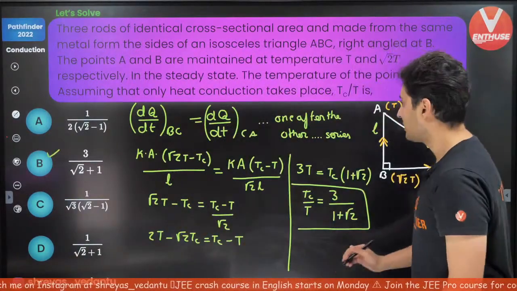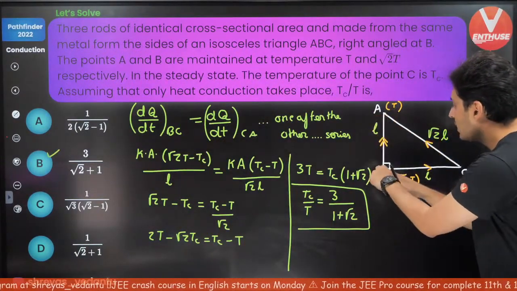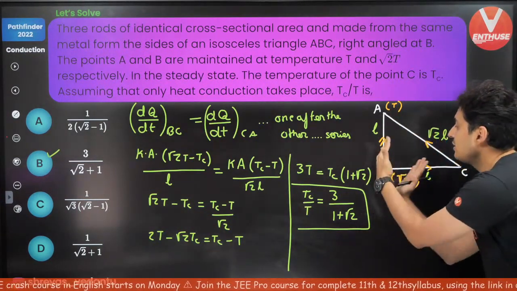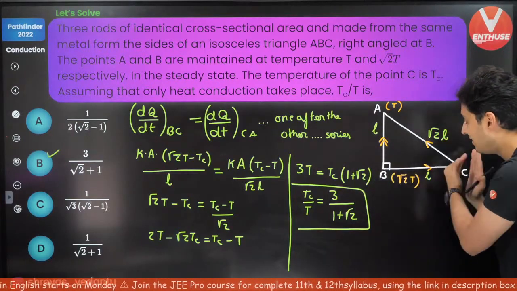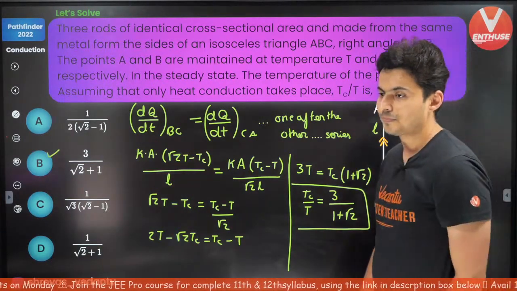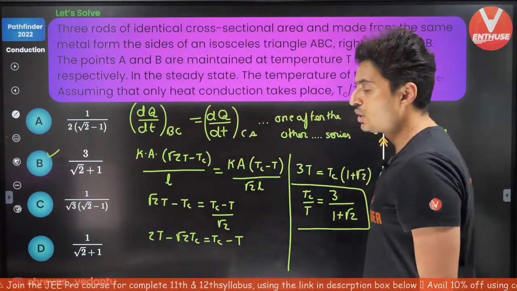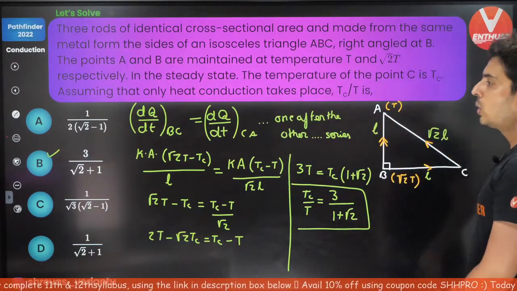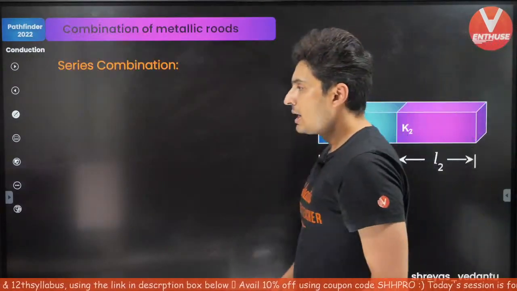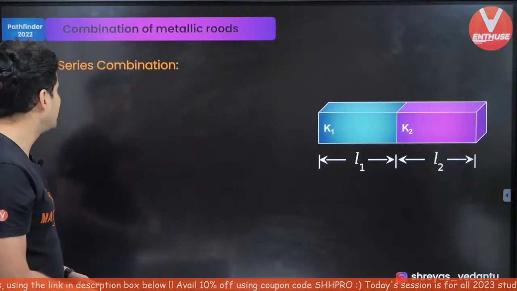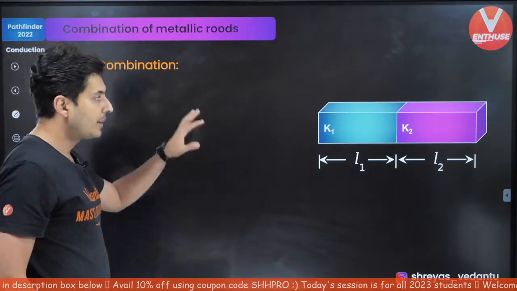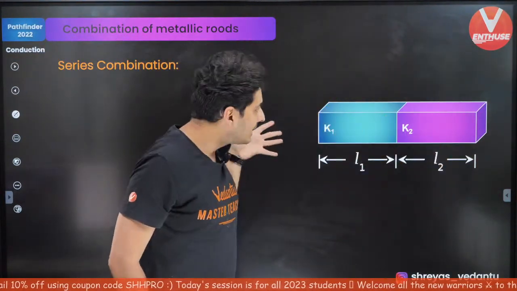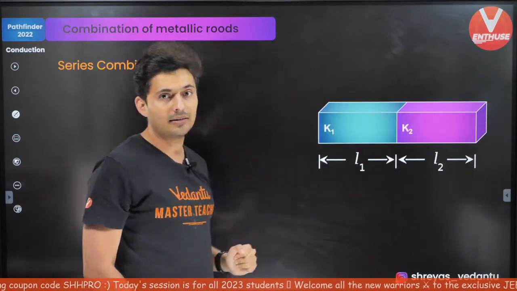So the concept was that the heat flowing from B to A need not be the same as the heat flowing from B to C to A because they are getting distributed. But whatever heat flows here will be the same which is flowing here. See if this is correct. Yep, it should be B. Yes, it is B. Understood? Clear? Moving on to the next question. So, what happens in series combination? In series combination, you will see the heat which flows from one rod and the heat which flows from the next rod is the same because they are one after the other.